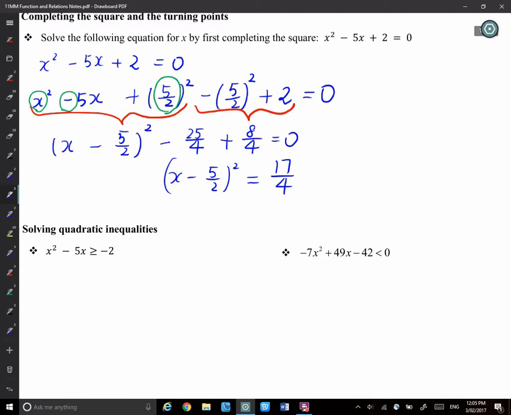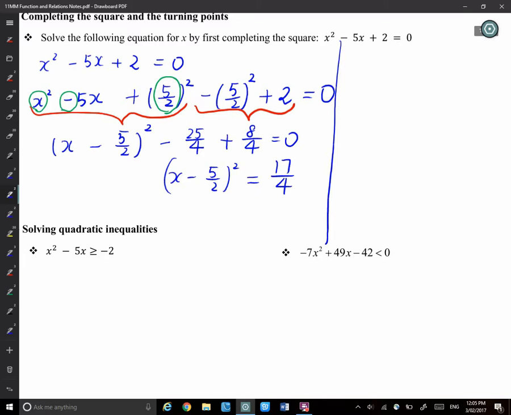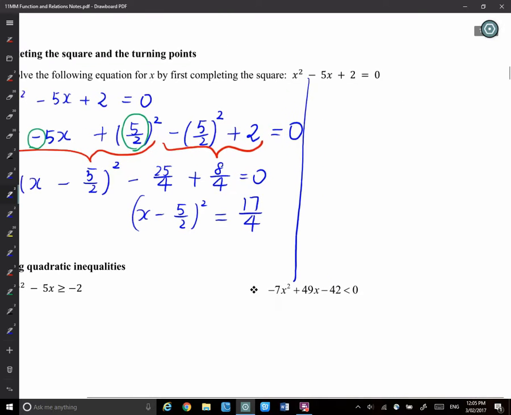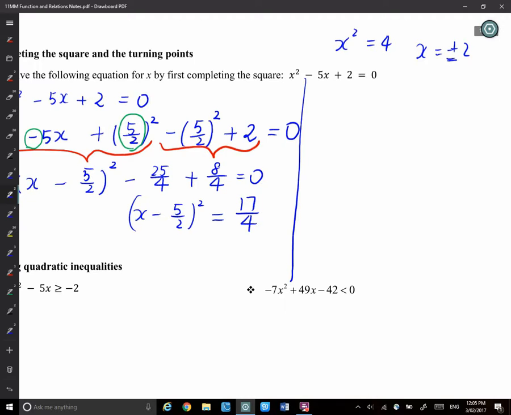Now I'm trying to solve for it. How can we solve this? Do not tell me to open the bracket and then solve that by using the quadratic formula. If you're already in the completing square form, turning point form, that will be really easy to solve. A simple question: x squared equals 4. What does x equal? Plus minus 2. So now this thing squared equals that.